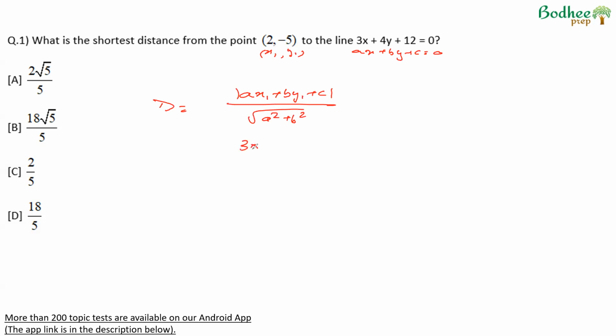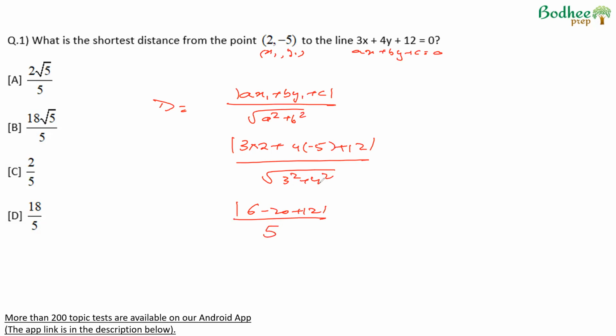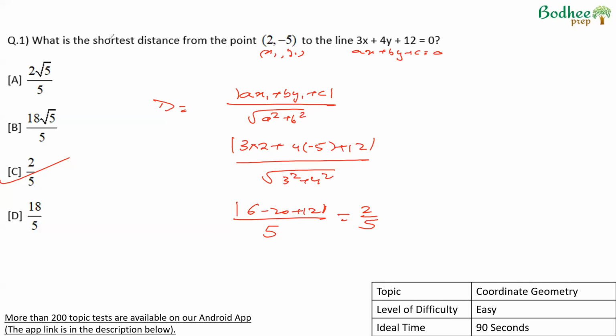So 3 into 2 plus 4 into y1, which is minus 5, plus 12, upon root of 3 square plus 4 square. We'll put a mod here. So 6 minus 20 plus 12 mod upon 5, since 9 plus 16 is 25, root is 5. This becomes 6 plus 12, 18, minus 20, which is minus 2. Mod of minus 2 is 2, by 5 becomes my answer, option C. Easy question, less than maybe a minute or so, because it's a direct formula based question.